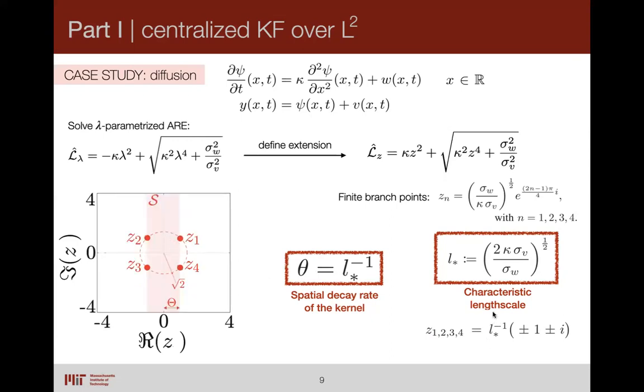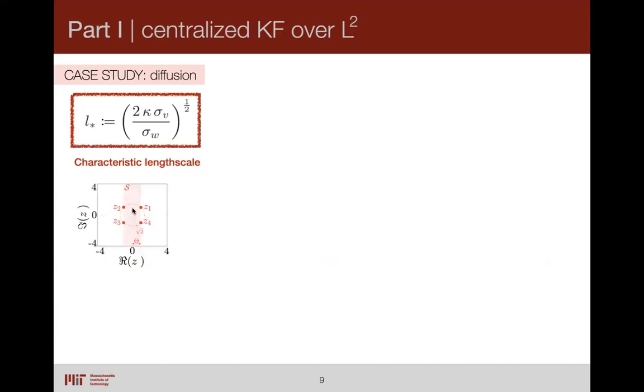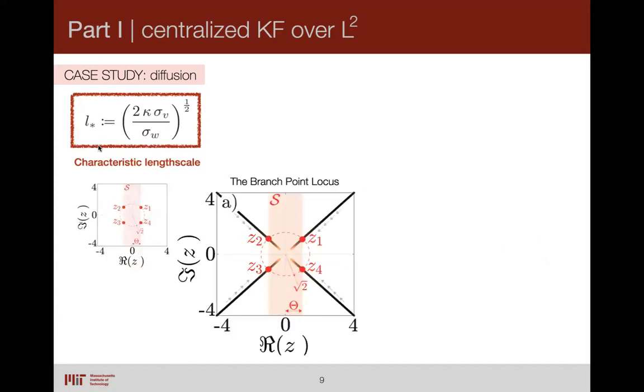To give you a bit of intuition, you can plot these branch points in the complex plane for L star equal to 1, and this is how your 4 branch points would look. And then the analyticity strip is the region of the complex plane that lies in between these branch points, so it's given by this area shaded in red here. The decay rate is just given by the real part of these branch points that we denote by theta, okay? Now, the interesting observation is that your branch points more generally are parameterized by this L star.